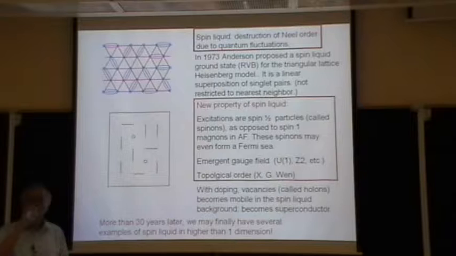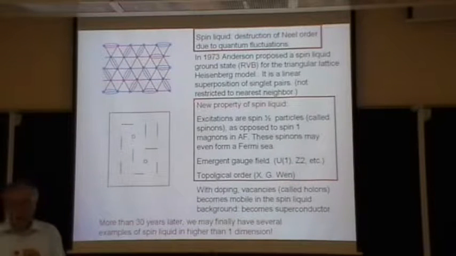So for this 120-degree phase, the only degeneracy that's left is global degeneracy, right? Those are the standard ideas. There's nothing interesting. Nothing special.